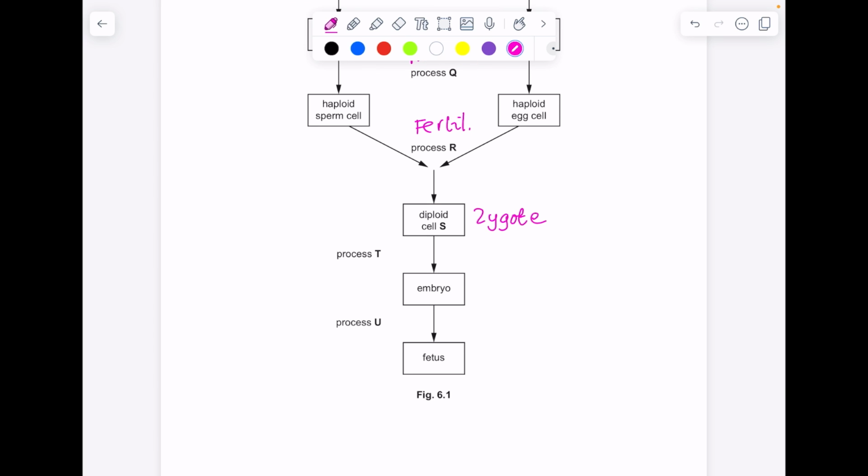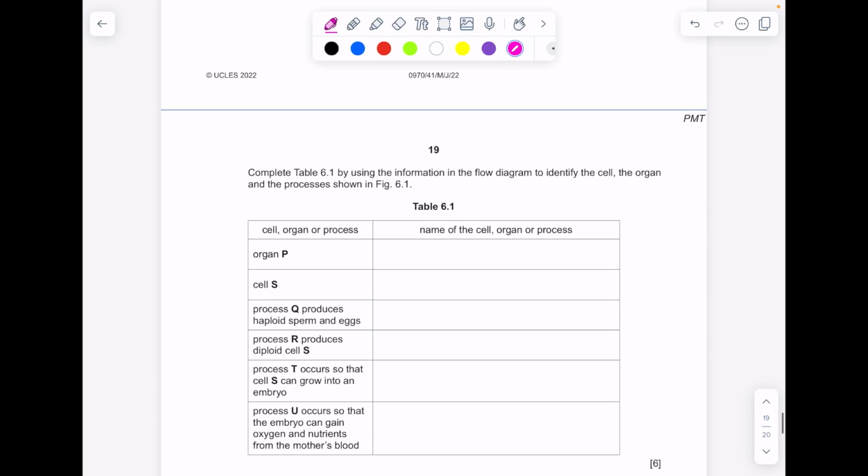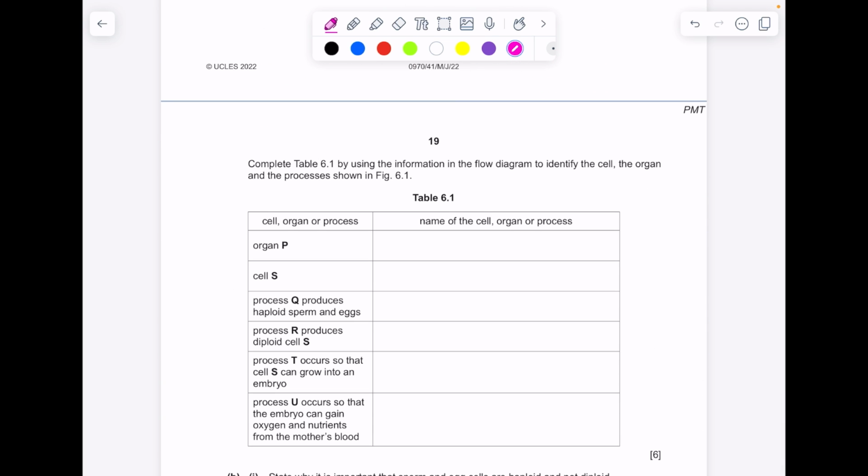Process T produces an embryo. That will be mitosis because that's a cell division which keeps doubling the number. Process U produces a fetus. That's when the embryo implants in the uterus, so that's going to be implantation. Anyway, I'm getting distracted. What's the actual question? Complete table 6.1 using information in the flow diagram to identify the cell, organ, and processes.